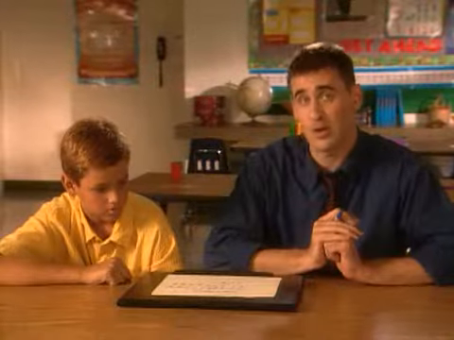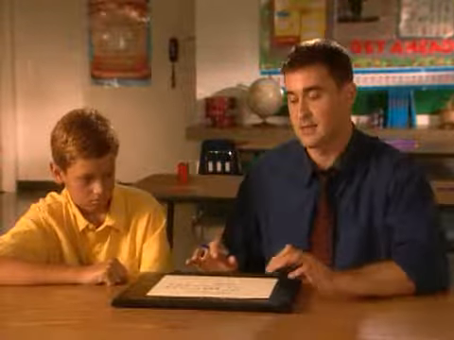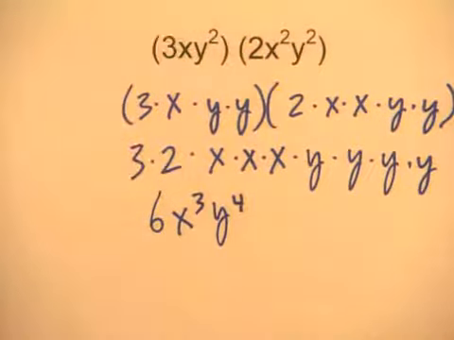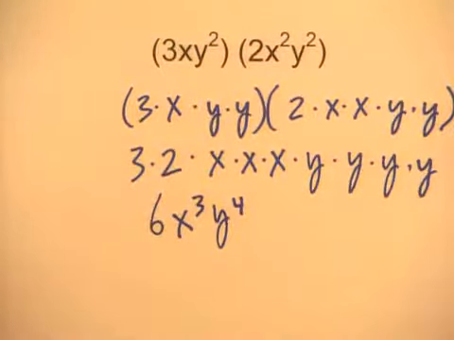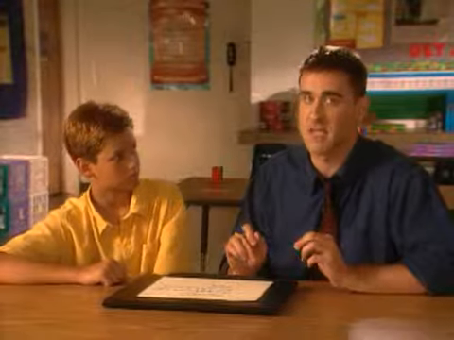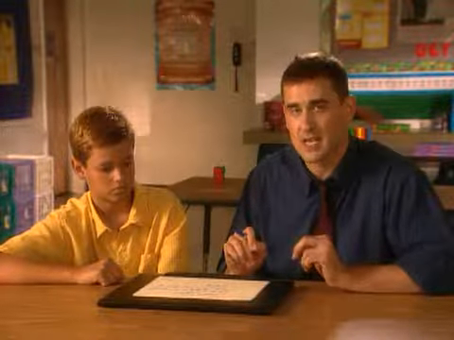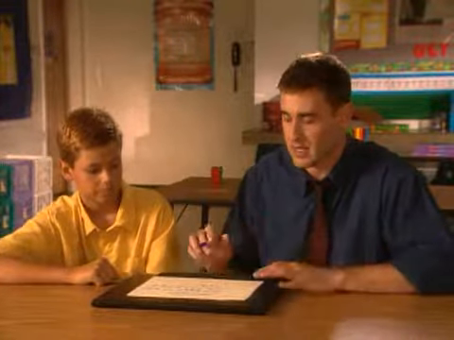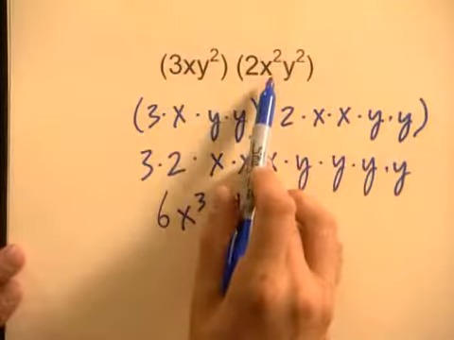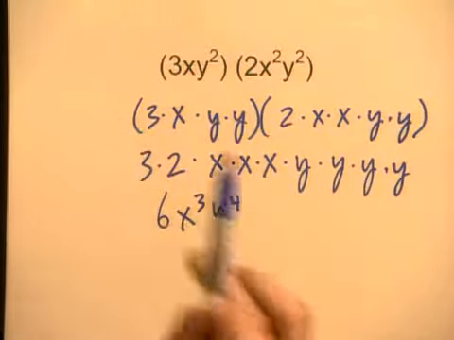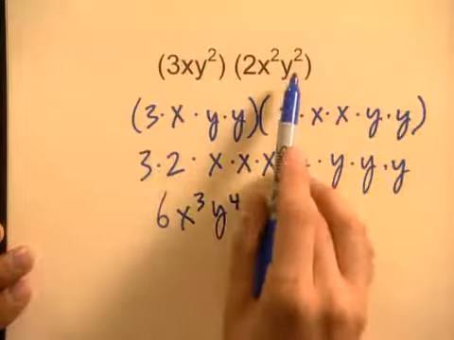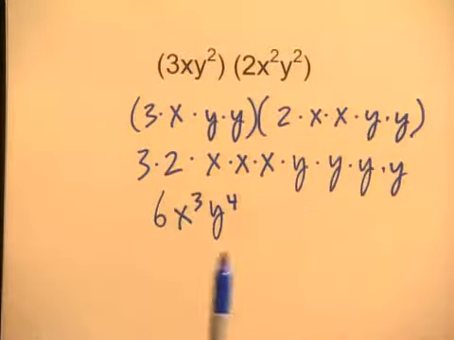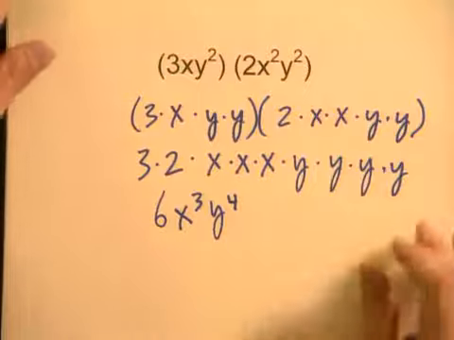Now there is a shortcut for doing this, and that is multiply the coefficients together. 3 times 2 is 6. And with the variables, when you are multiplying powers with the same base, all you have to do is add the exponents. Let me show you what that means. X to the first times x squared, same base, x, just add the exponents. You get x to the third. Y squared times y squared, same base, y, just add the exponents. You get y to the fourth, 2 plus 2. So that's a shortcut.